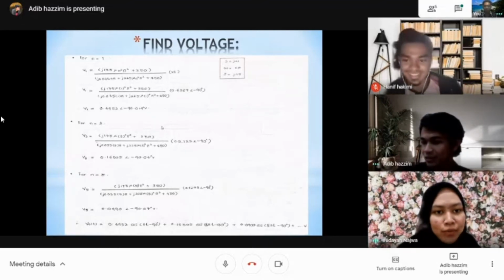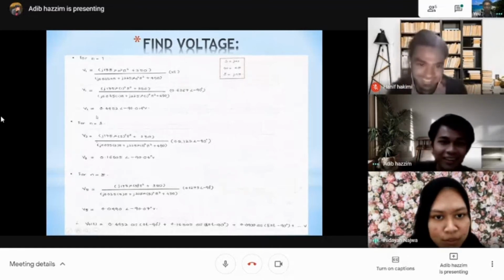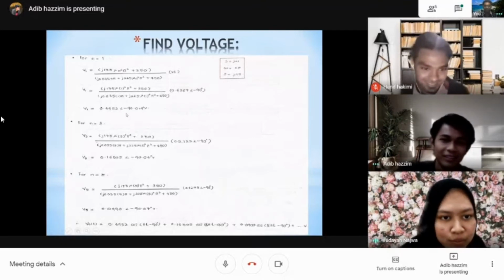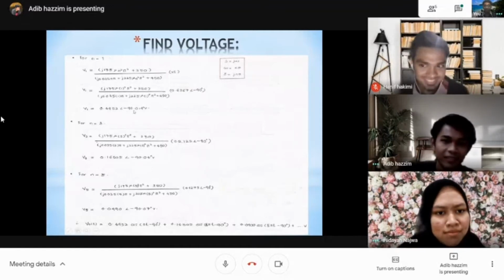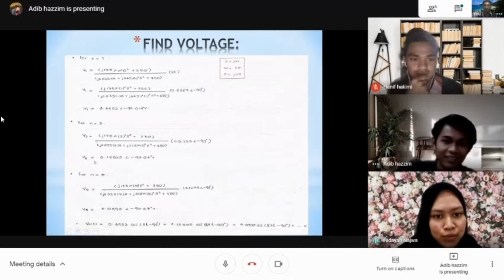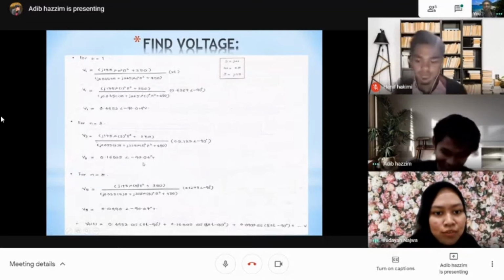So for N1, for the Vs, we insert 0.6367 negative 90 degree, and we get the answer 0.4952 negative 90.014 degree volt. So for N3, the Vs is 0.2122 negative 90 degree, and we get the answer 0.16505 negative 90.04 degree volt.